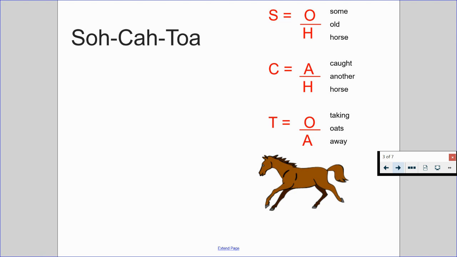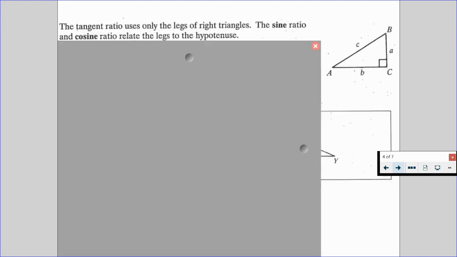On the right hand side there is an older way to remember it as well. Some old horse caught another horse taking oats away. How dare they? My goodness. When I asked them to stop, all they did was say nay. That was a bad one.